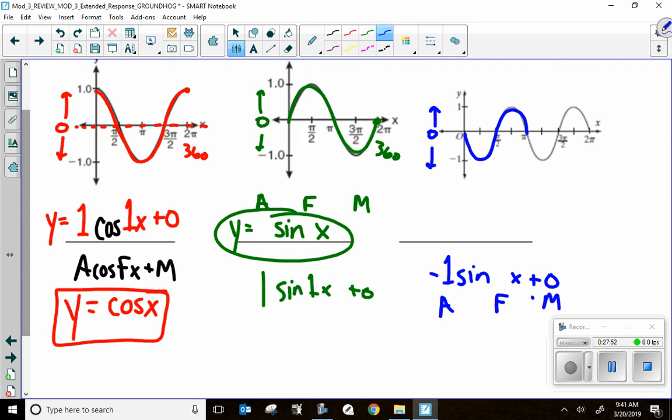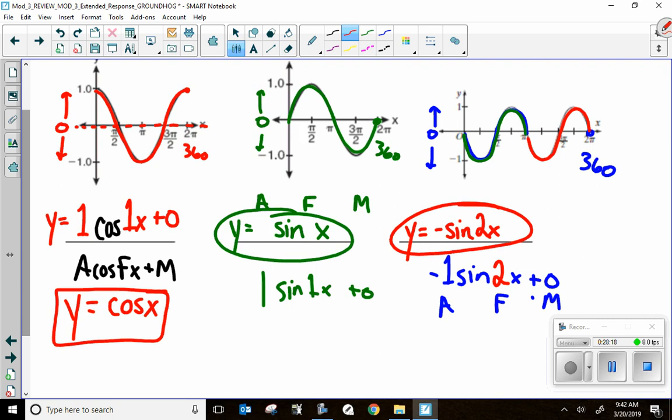My frequency. Here is 360 degrees. How many curves do I see? Well, I see my 1 here, okay? But then I see a second curve. There are 2 sine curves in 360 degrees. So when I write this, I'm going to say y equals negative sine of 2x. I don't have to write the 1, and I don't have to write plus 0. There you go, children.